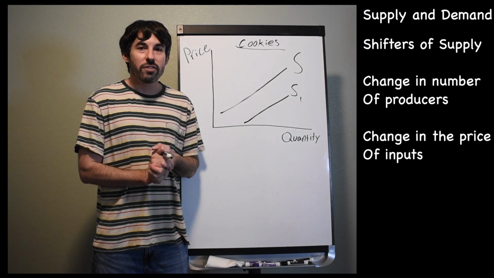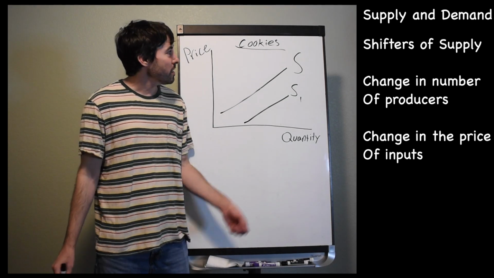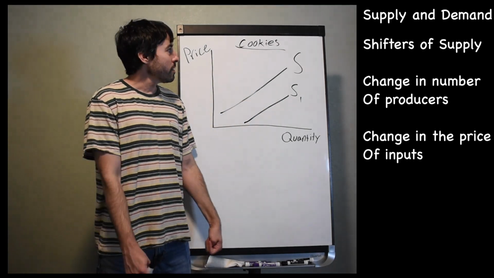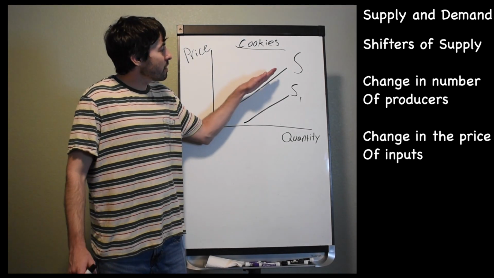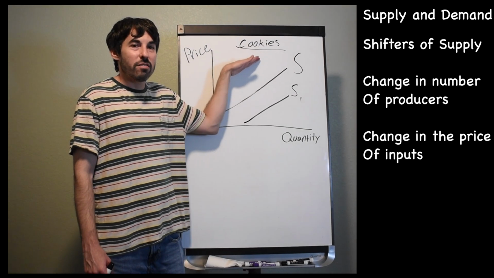The next thing that could cause a change in supply is the change in the price of inputs. Inputs are the things that the business or producer needs to purchase in order to produce their product. So inputs in cookies would be things like flour, milk, sugar. So if the price of flour were to increase and it became harder to produce cookies, the supply of cookies would decrease and shift to the left, and now they would be more expensive because there'd be less of them on the shelf.